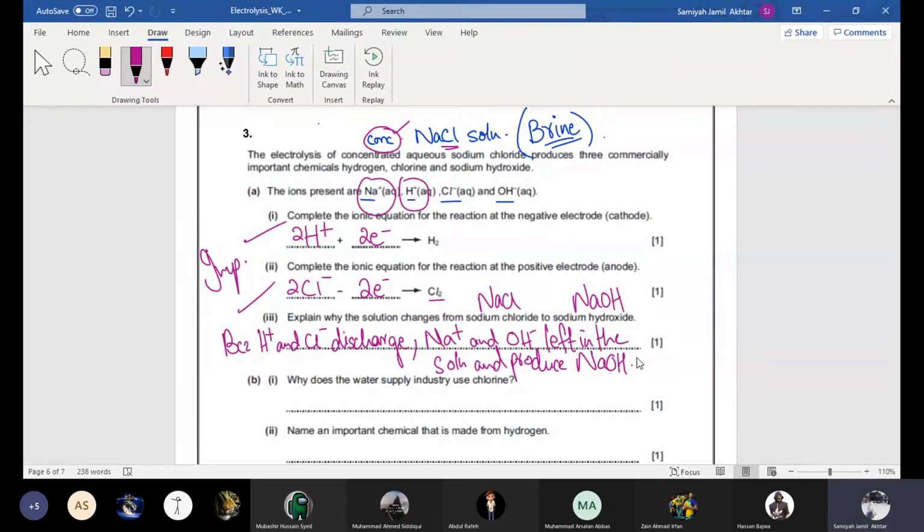So that's why the solution turns alkaline. Sodium hydroxide is an alkali. So from neutral NaCl, it will change into an alkaline solution.